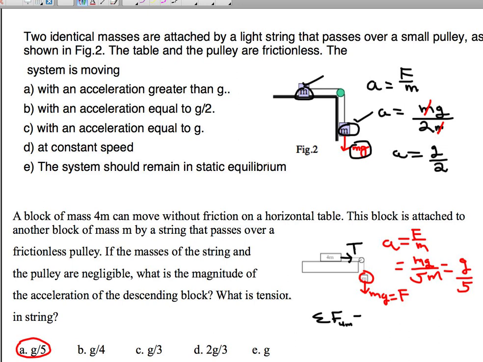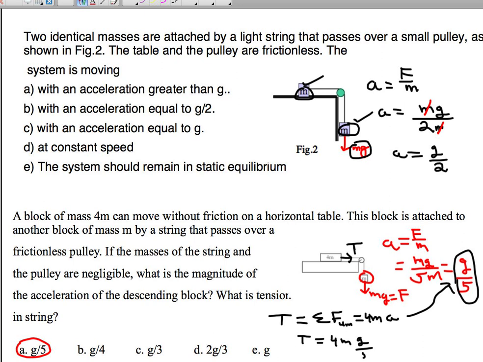How much is it? Well, again, using the sum of the forces in the x direction on that mass on top, the 4m mass, equals ma. And the m is 4m, 4 times the mass of the other one. And the acceleration, we found to be g over 5. The force itself, this is the only force, T is the force that's pulling it. So T causes that acceleration, the pull of this string. There is no other force in the x direction.